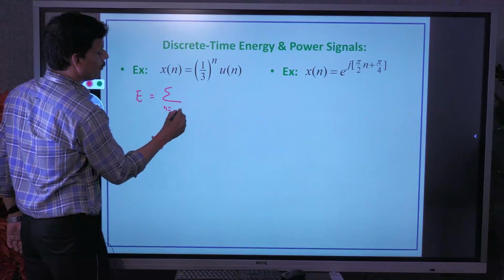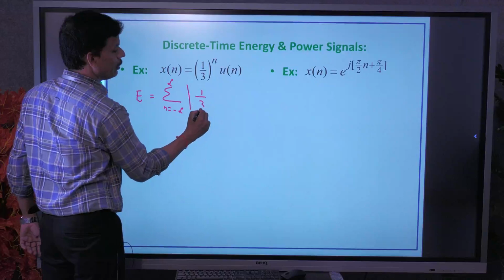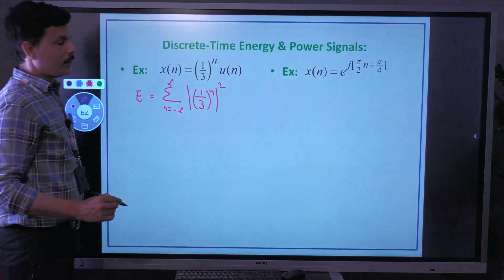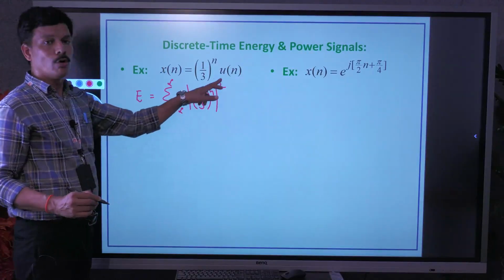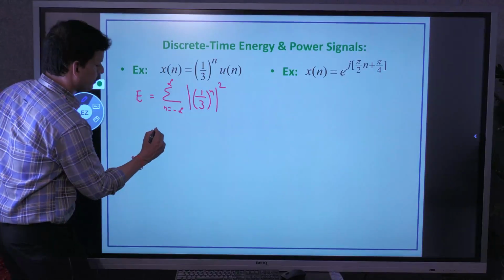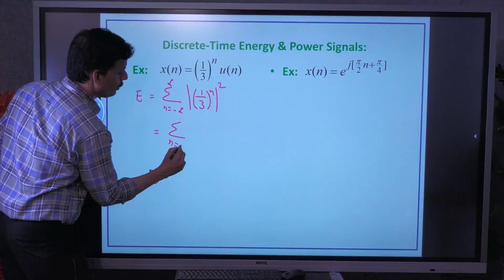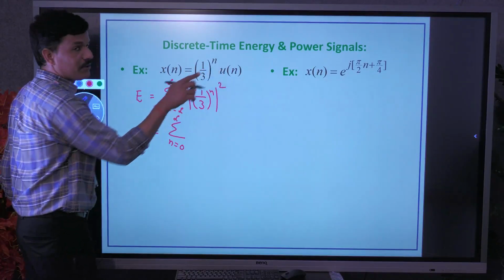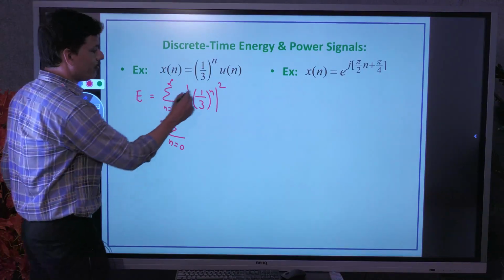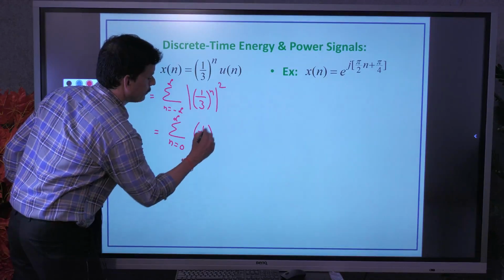The formula is the summation from n equal to minus infinity to infinity of the magnitude of x[n] squared. It means ((1/3)^n)^2. So directly we can do this: (1/3)^2n, you can send it inside, it will be (1/9)^n. Because of u[n], the summation limits are changed to 0 to infinity, because u[n] will be 0 for n less than 0. So that's why the limits are changed to 0 to infinity, (1/9)^n.